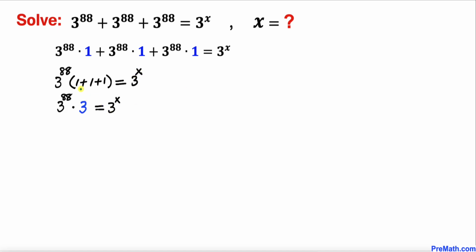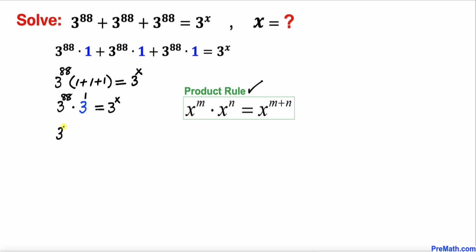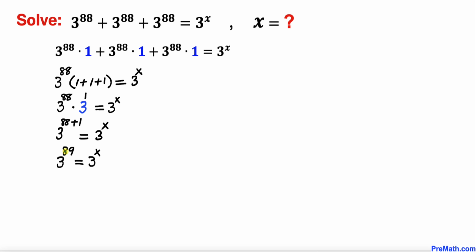And here I have replaced this part by simply 3. And now this 3 could be written as 3^1. And now let's recall the product rule of exponents. So therefore the left hand side could be written as 3^(88+1) equal to 3^x. And in this next step, 88 + 1 is the same as 89.